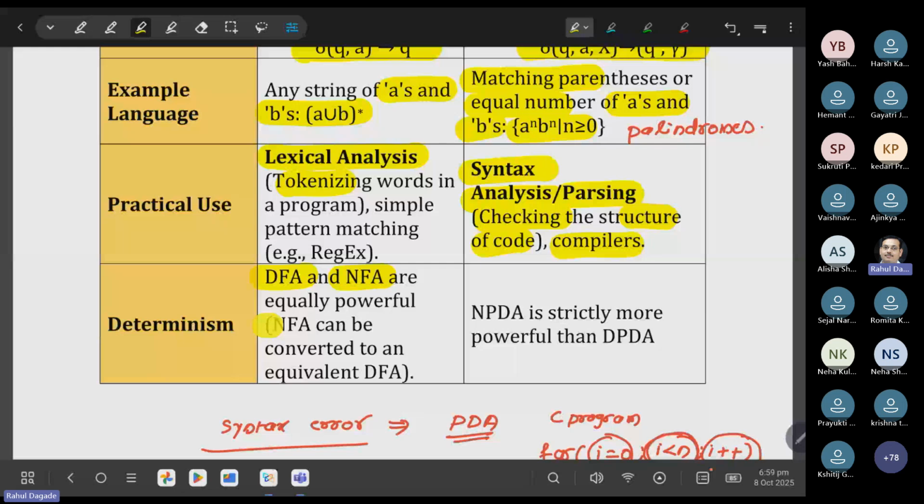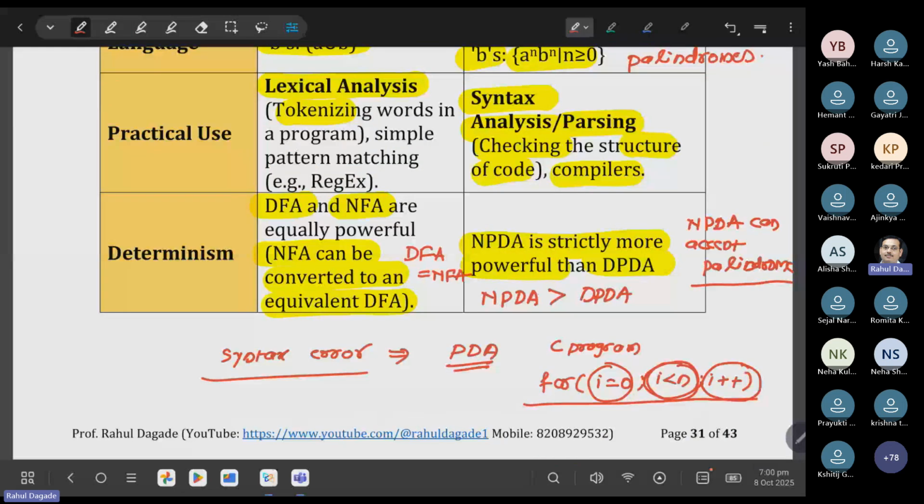But here NPDA is strictly more powerful than DPDA. Why? Because NPDA can be used to accept palindromes, while it is not possible with the DPDA. So NPDA is more powerful than DPDA.